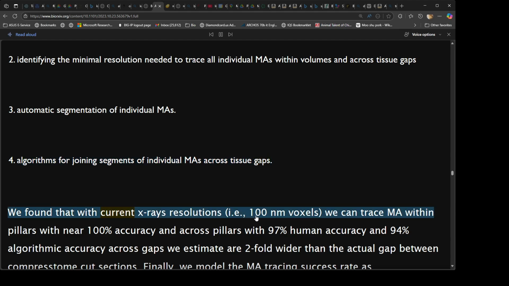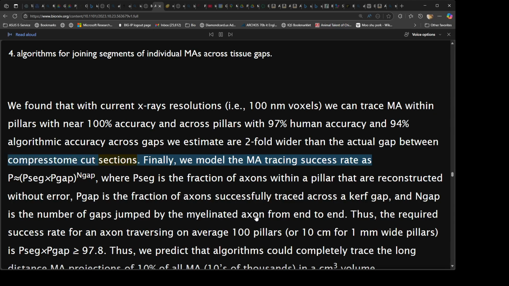We found that with current X-ray resolutions, i.e., 100 nanometer voxels, we can trace MA within pillars with near 100% accuracy and across pillars with 97% human accuracy and 94% algorithmic accuracy across gaps we estimate are twofold wider than the actual gap between compressed dome cut sections.